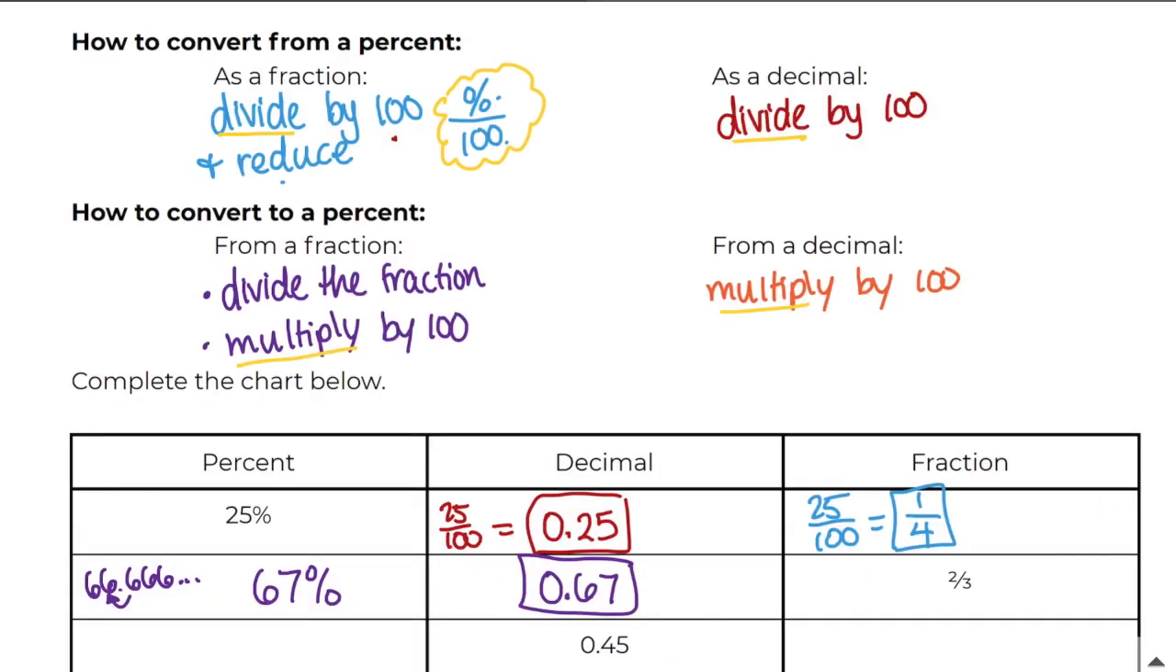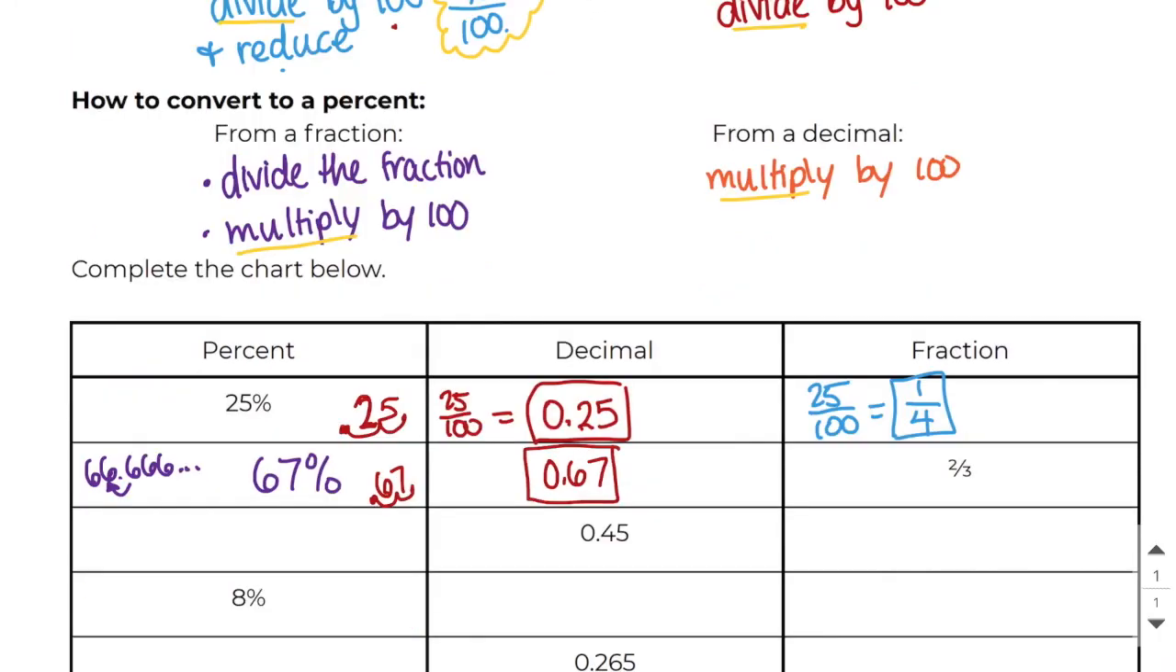A quick note too: when you're changing from percents to decimals, you can just move the decimal place over 2 times. That's the same thing as dividing by 100. So 1, 2, move it over 2 times. That's how we get 0.25 here. For 67%, move it over 2 times. That's how we get 0.67 here.